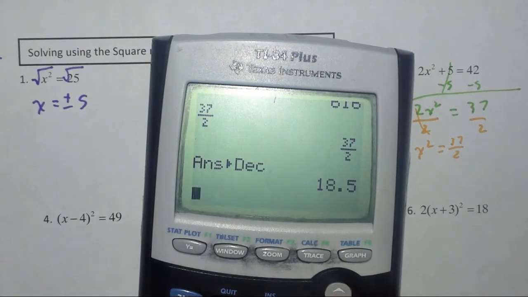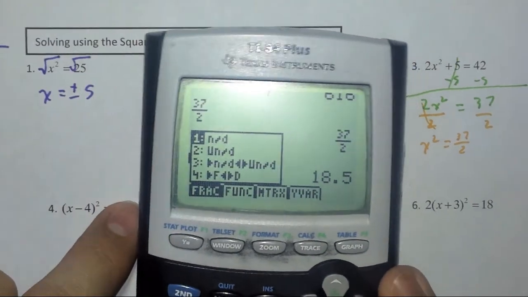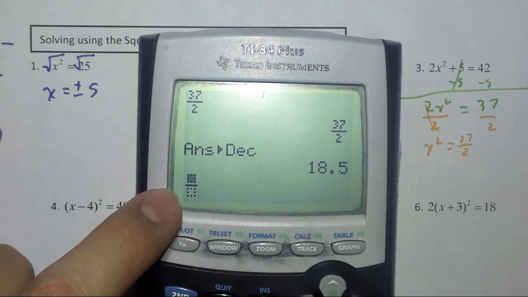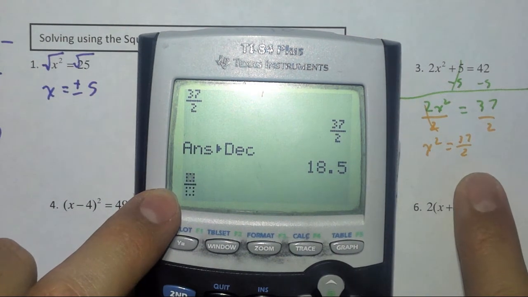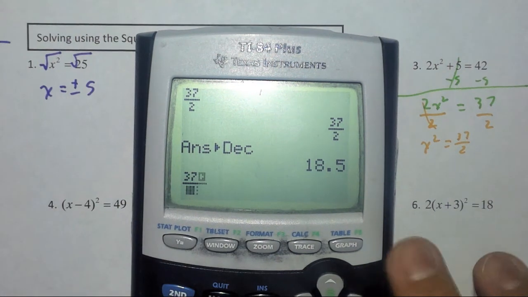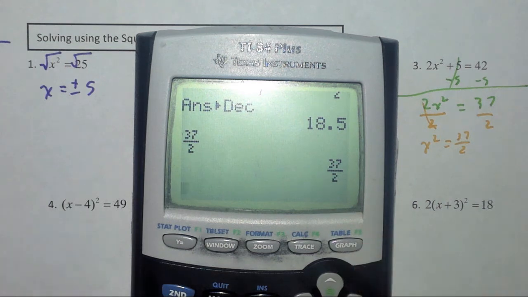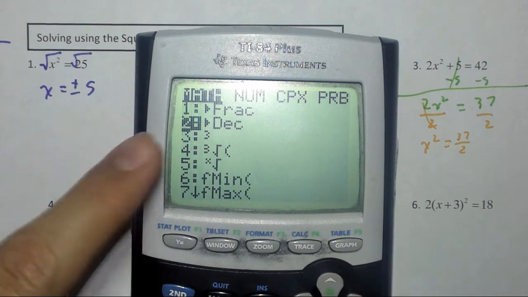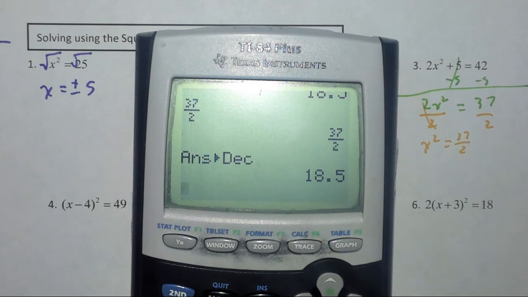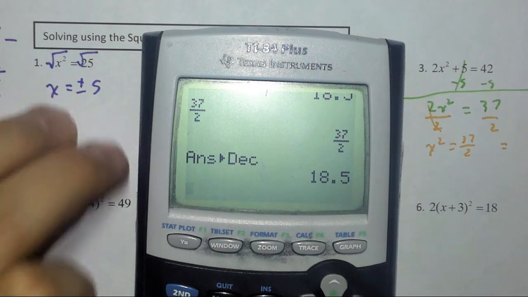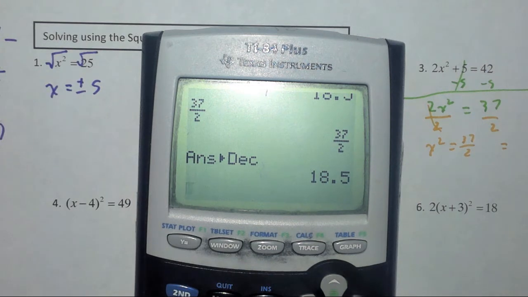So in case you forget, if you want to put a fraction or division in the calculator, you can always do alpha y equals and get this box, and then we have 37 over 2. So you can see it does not reduce. If we want a decimal answer, we can always press math, decimal, enter, and there's our 2 values. So I can also say that this is 18.5. Now I have x squared by itself, and it equals 18.5.